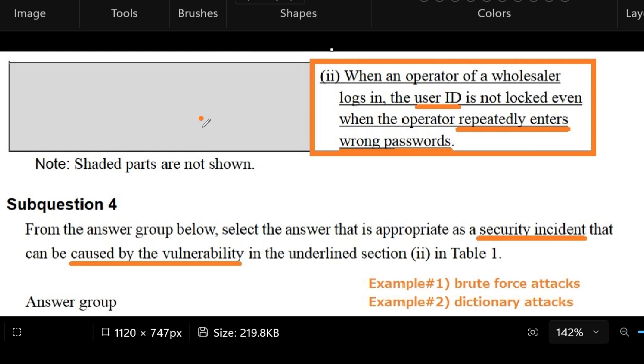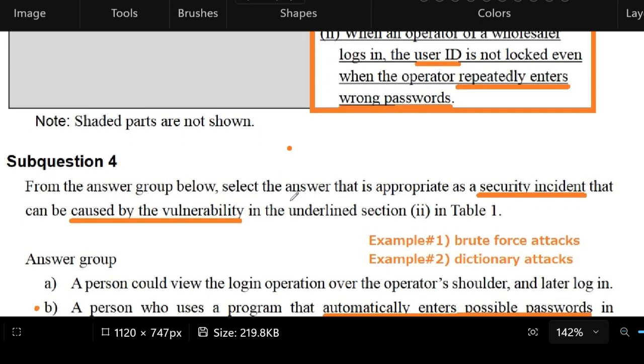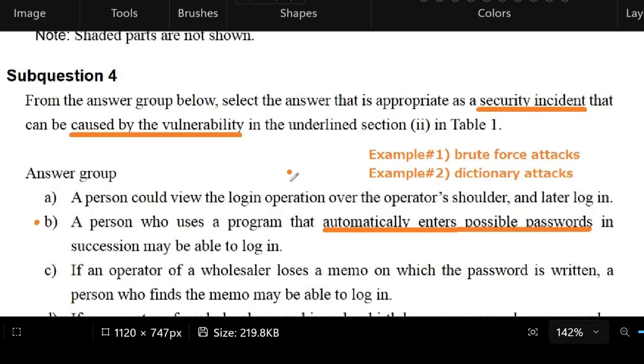Question number 1, sub-question 4 of the PhilNITS FE afternoon portion of the exam. In this question, we're being asked, from the answer group below, select the answer that is appropriate as a security incident that can be caused by the vulnerability in the underlined section in Table 1. Okay, so let's look at Table 1.